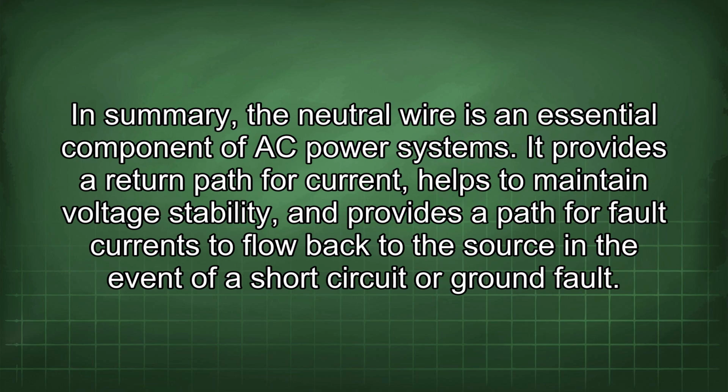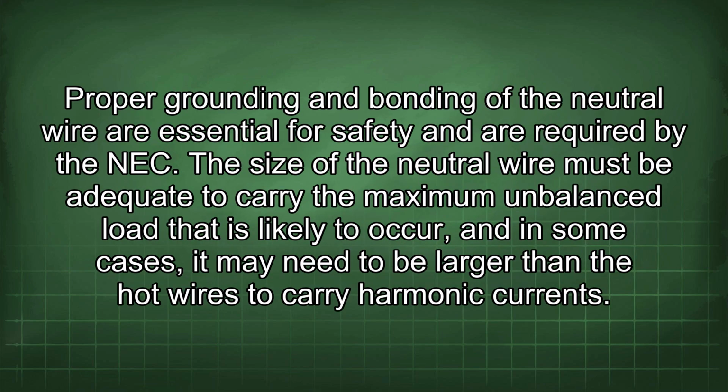In summary, the neutral wire is an essential component of AC power systems. It provides a return path for current, helps to maintain voltage stability, and provides a path for fault currents to flow back to the source in the event of a short circuit or ground fault. Proper grounding and bonding of the neutral wire are essential for safety and are required by the NEC.